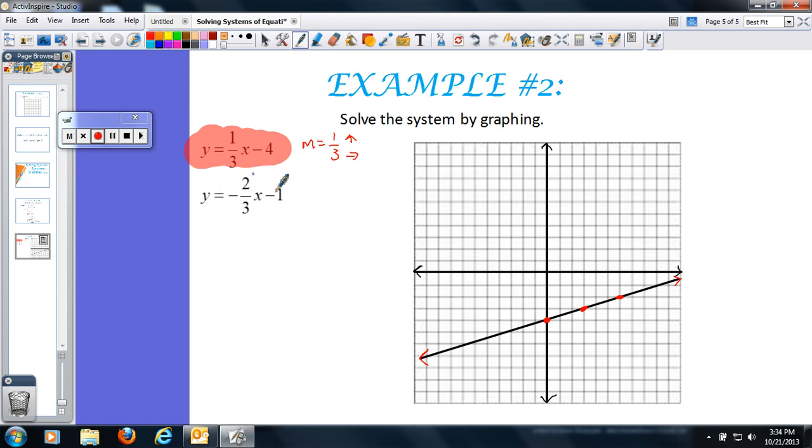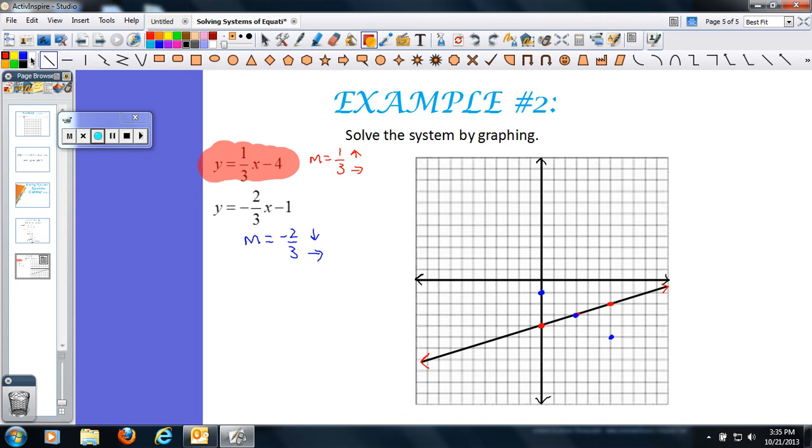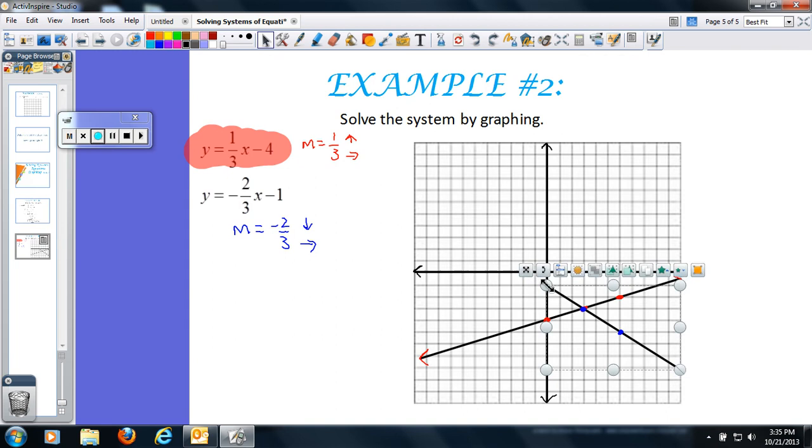Let's go ahead and use blue now. This is -1 here, and my slope is -2 over 3, so I go down 2 and I go right 3. 1, 2, 1, 2, 3, which puts me right here. Again, we're going to graph this line. And again, I don't necessarily care about the points for these particular graphs. You need to use them, but I don't care about labeling these points here.